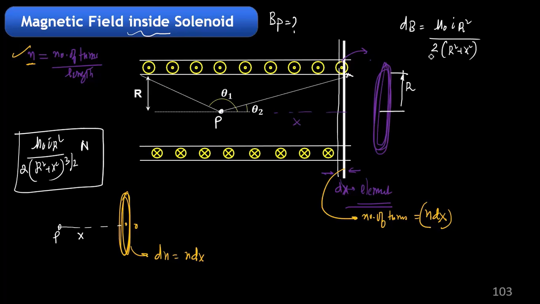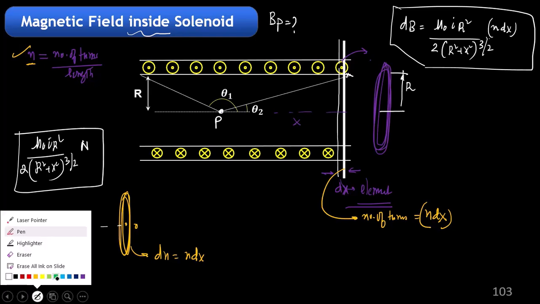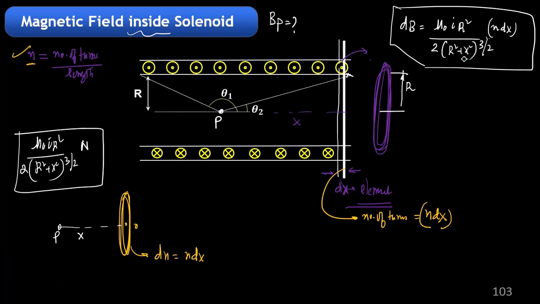R square plus x square, whole to the power 3 by 2, into n. n is how much? a into dx. So this is the equation that you have to solve or integrate to calculate the B number. Understood? So for that I have to substitute, because there is a function x that comes in the denominator, and in the numerator there is one dx.